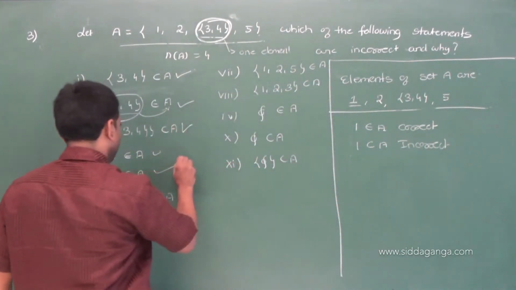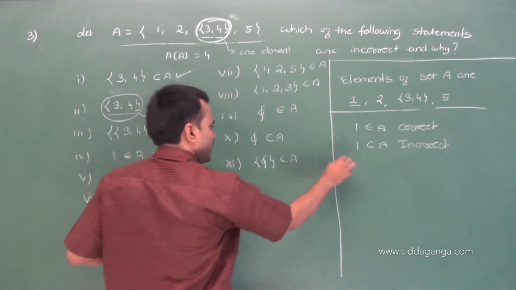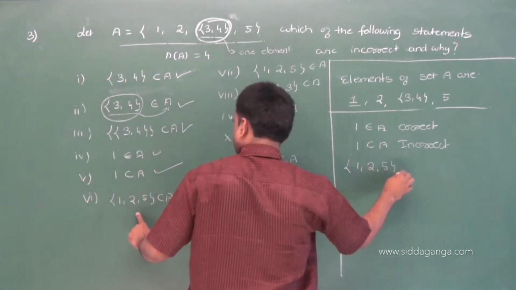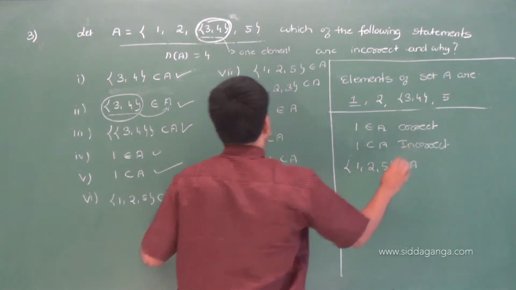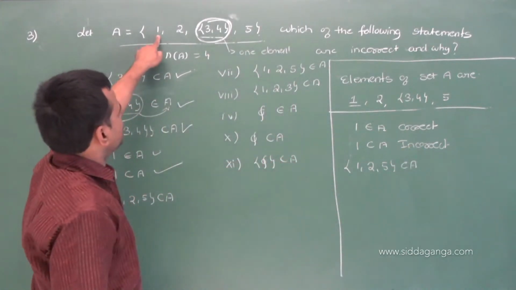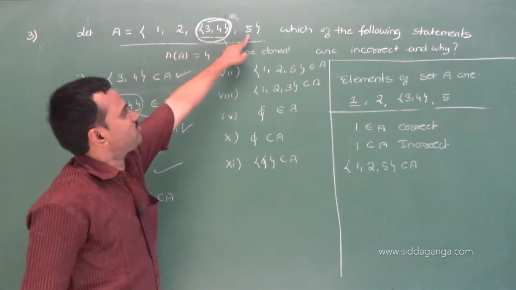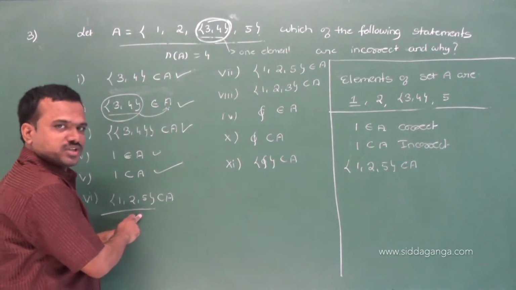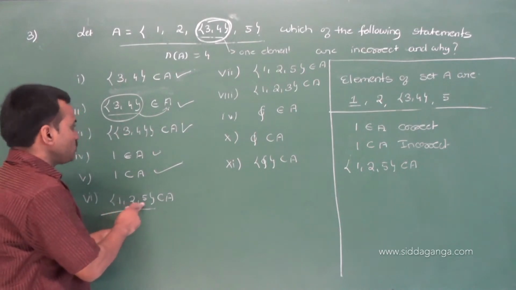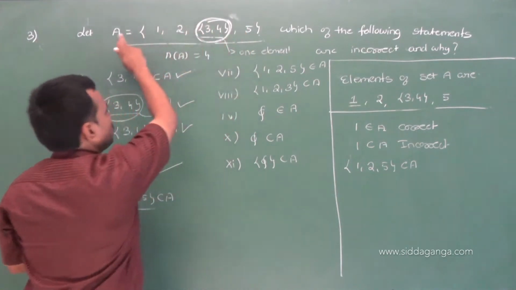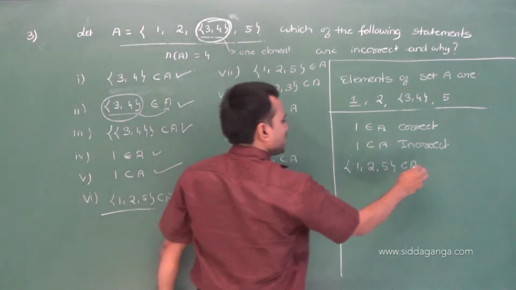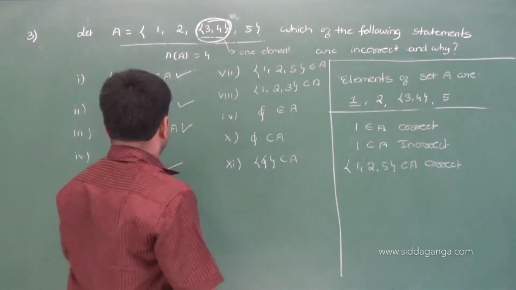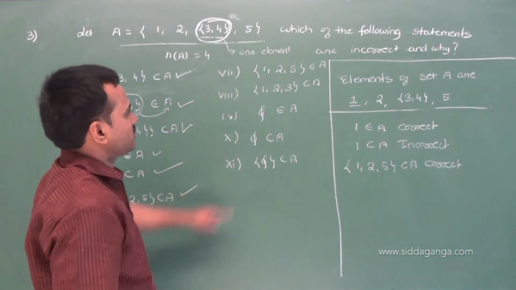These two are over. 1, 2, 5. He has given a set 1, 2, 5. Is a subset of A. Observe here. 1 is also present, 2 is also present, 5 is also present. So this is a set containing 3 elements. It is a set containing 3 elements 1, 2, 5. No doubt it is a subset of A. It is correct.